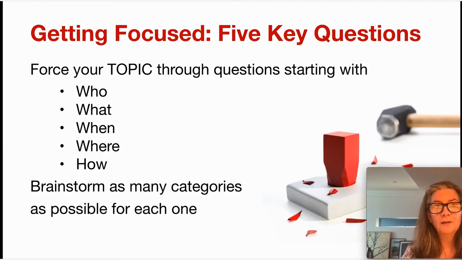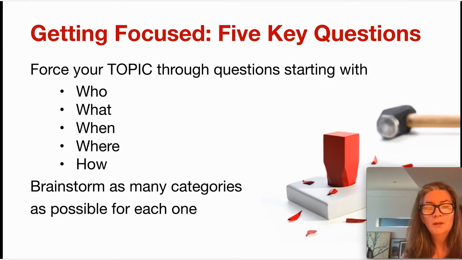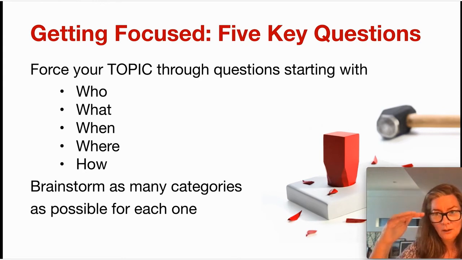What, when, where, and how. For each of these big question words, force yourself to really brainstorm as many connections as you can for each of those. And you don't need to write out full questions. This is a brainstorm. So at the top of your paper, write who, with your topic, and then a list of all the things that would fit in that category.